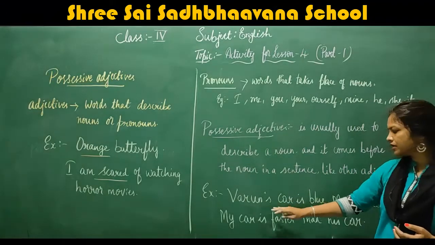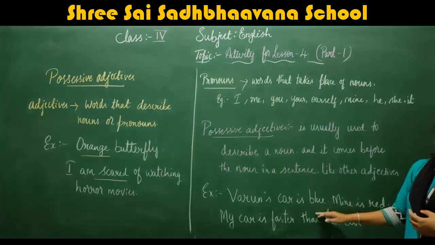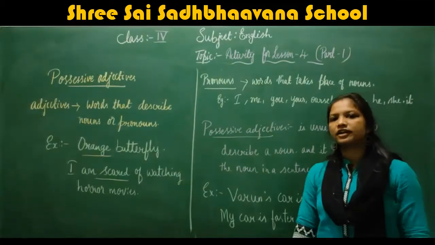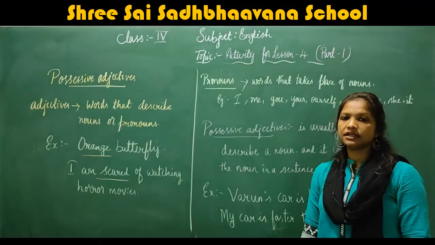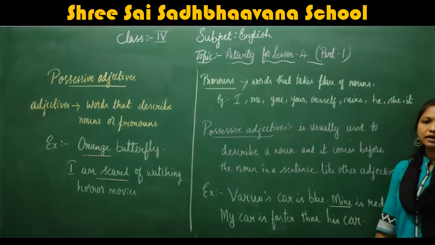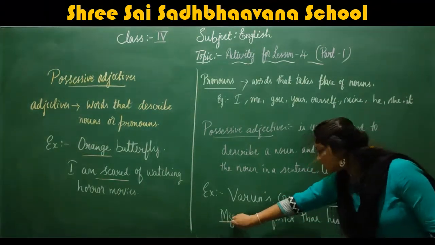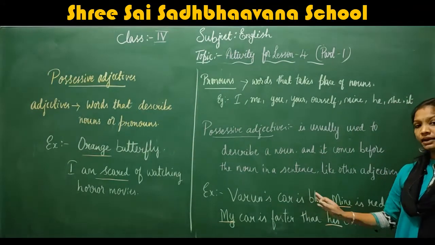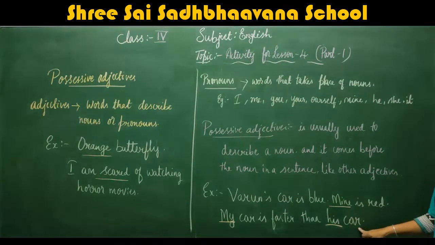For example: Varun's car is blue, mine is red. Here, mine is a possessive adjective. Instead of saying my car is red, we have used mine is red. In the next example: my car is faster than his car. Here my and his are possessive adjectives, and they are placed before the noun.